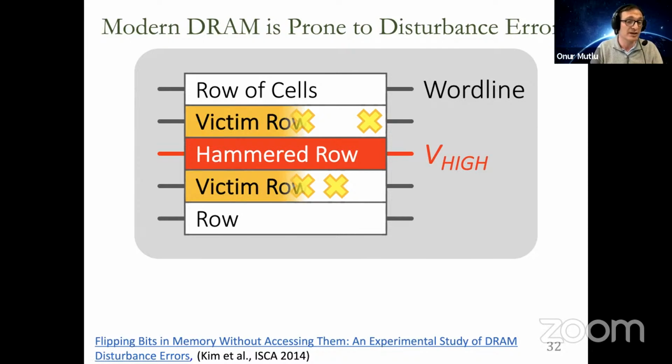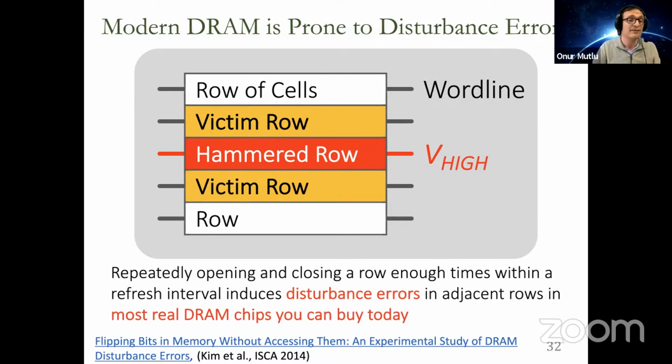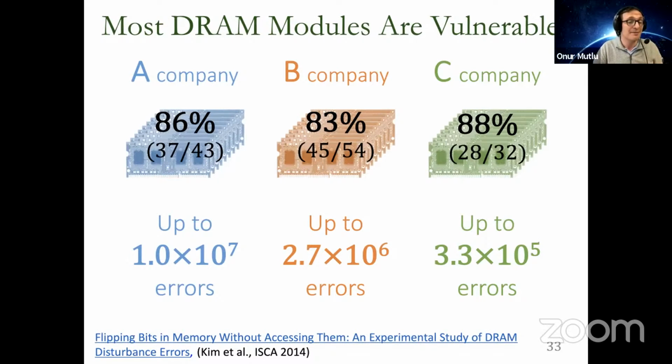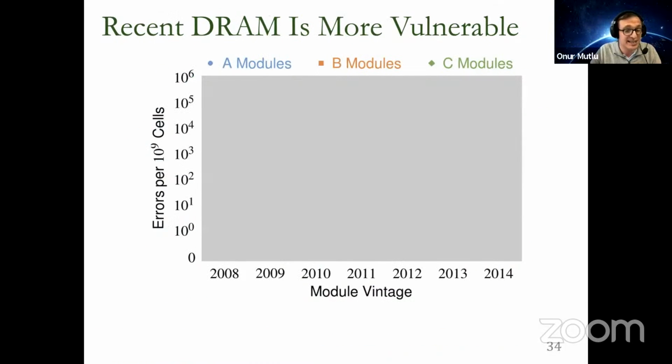We call this the hammered row. We call these victim rows. As I said yesterday, we found out that most DRAM chips in the field are vulnerable, more than 80% from all three major manufacturers, as we discussed. And this is a scaling problem.